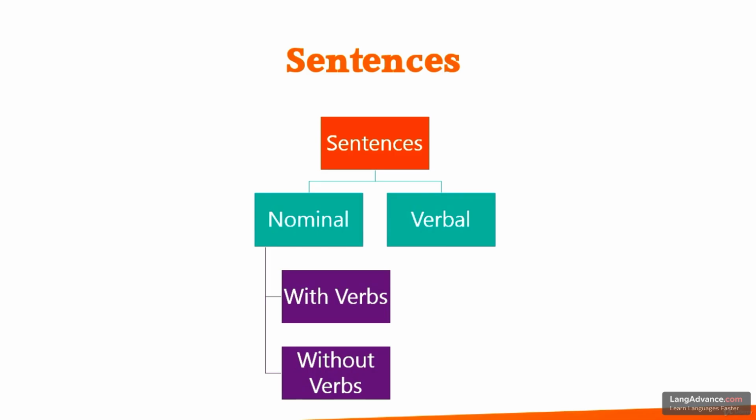So sentences, we have nominal and we have verbal. Nominal sentences are further divided into the ones having verbs in them and the ones having no verbs in them. And we have the verbal sentences. So we'll look at these three types of sentences with examples.